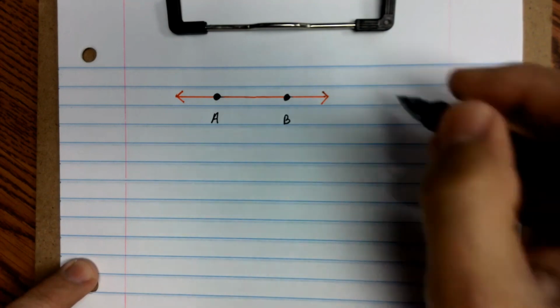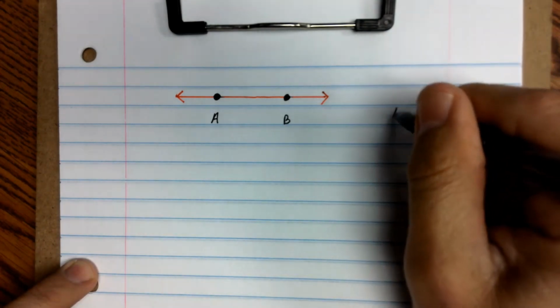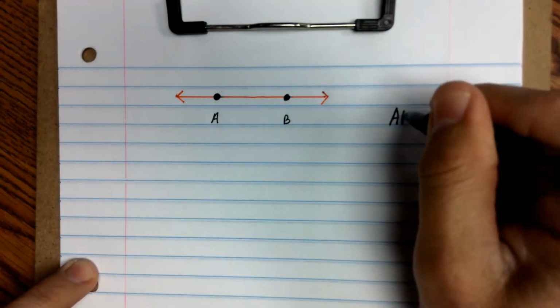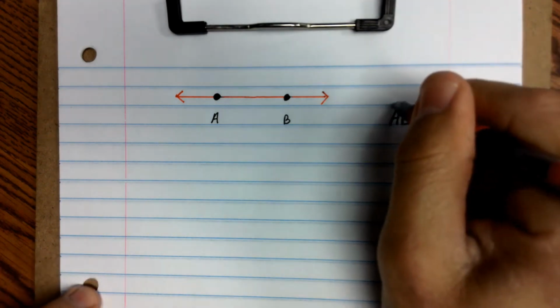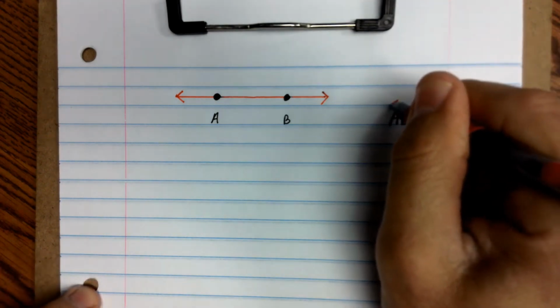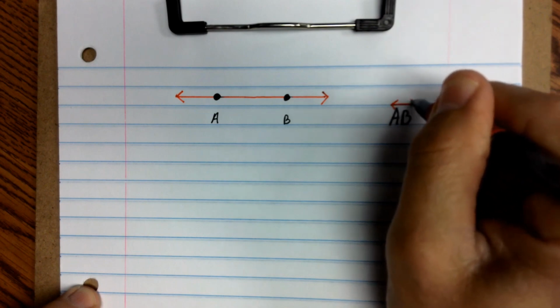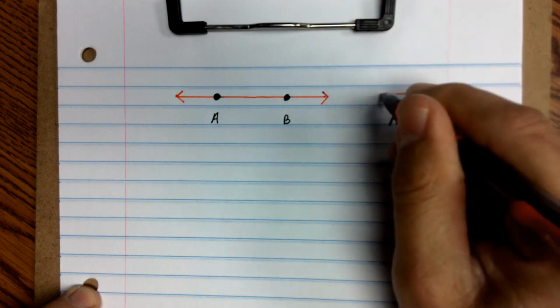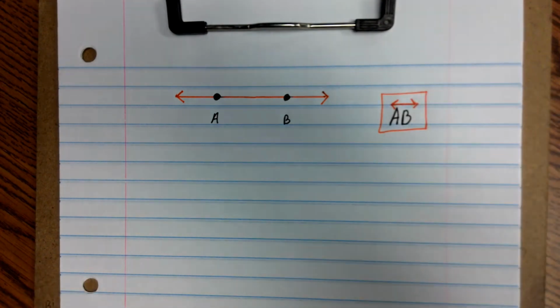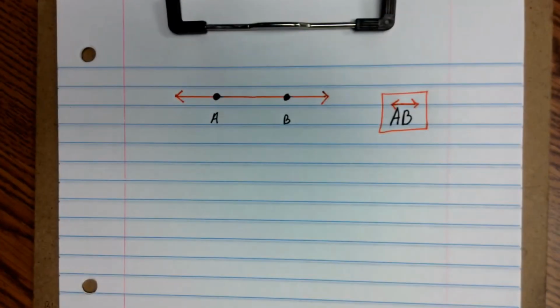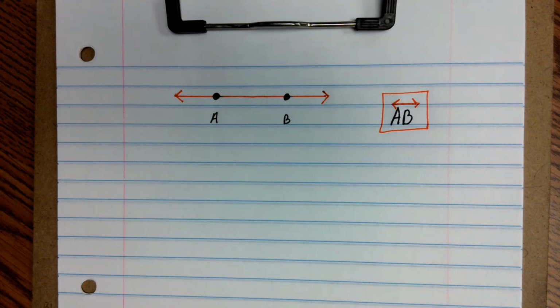And when you write it, this is how you would write this line. If you wanted to write it in mathematical language, you would say AB, and then you would put a little line symbol on top of it. And this represents line AB. So that's line AB.